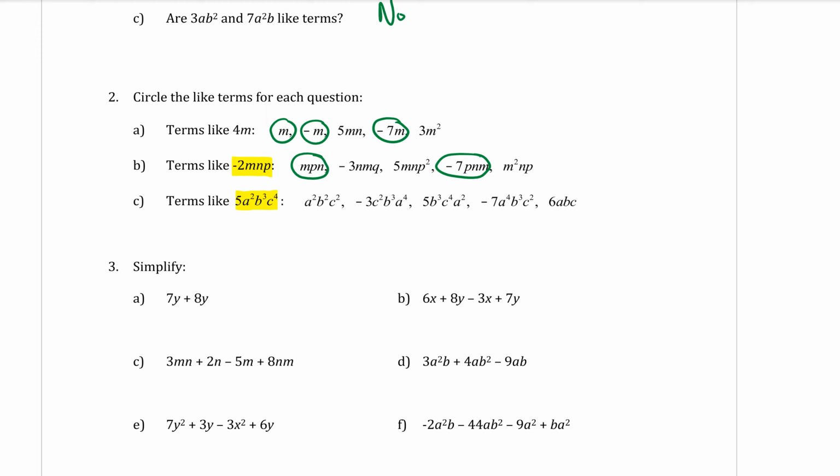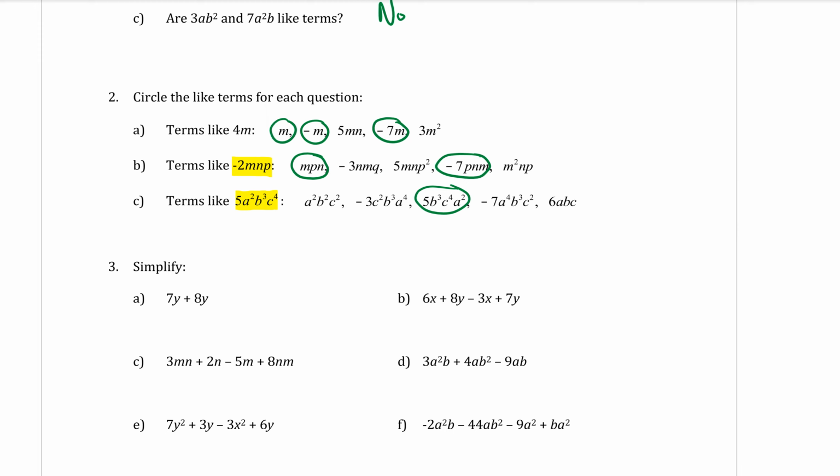The next one, 5b cubed, yep, the b cubed is the same. C4, yes, and a2, yes, they all have the same powers. All right, and the minus 7, a to the power of 4, nope, already wrong. And the last one, 6abc, there's no powers there at all, so that's wrong. So there's only one there that fit.